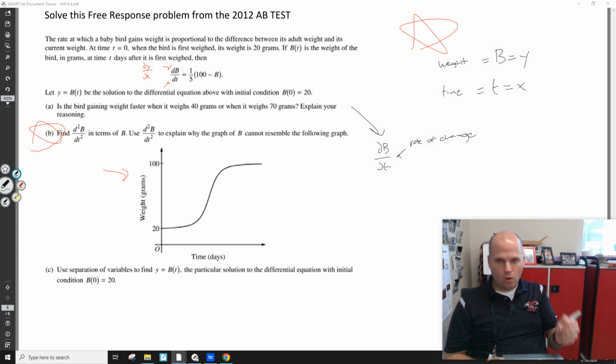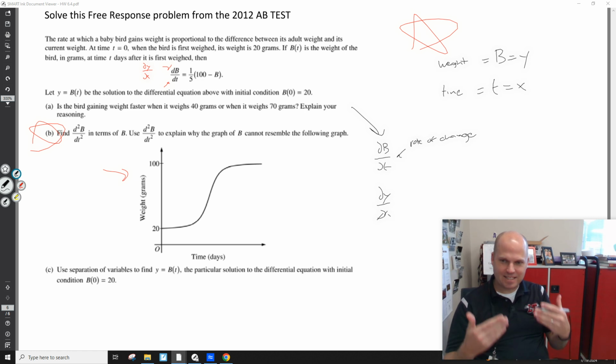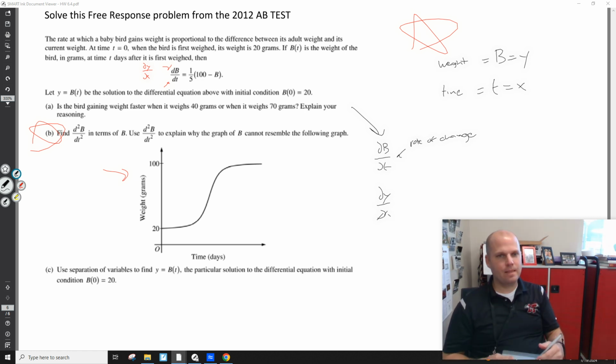Or you change it to dy dx and you're like, oh, that's the slope of the tangent. Or that's how quickly y is changing. That's the instantaneous rate of change of y. So the question really ends up being, what are the rates of change when y or b is 40 and when y or b is 70? We will plug in 70 and 40.